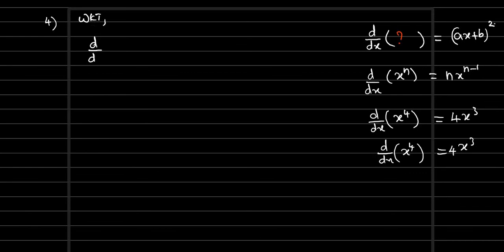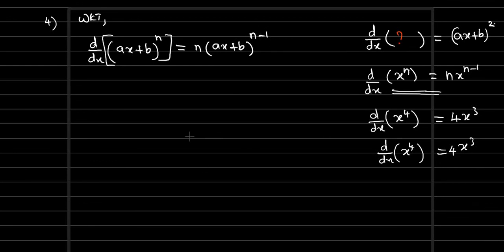d by dx of ax plus b whole power n formula. Okay, ax plus b whole power n formula, what do we have to do? As usual, the same formula. So first n we have to bring as a coefficient. So here n we will bring as a coefficient now, n times ax plus b, and then in the power you have to reduce 1.